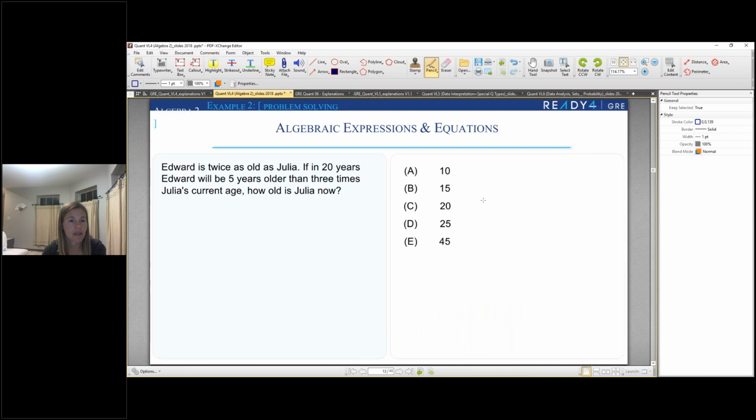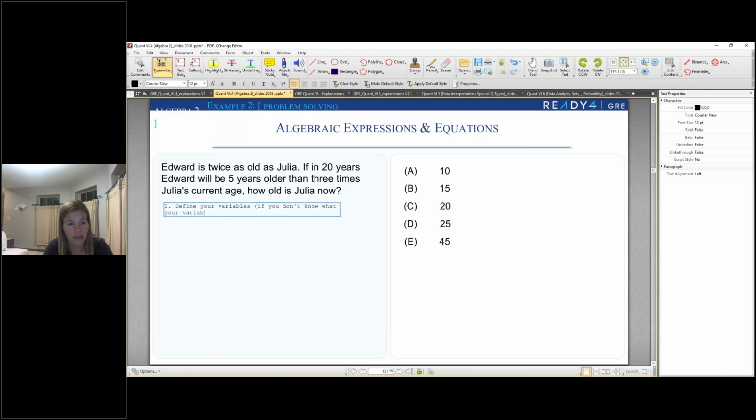All right, so here we have an example of a word problem that's going to take two variables. So we know it's going to be a system of equations. First off, we need to define our variables. Step one is always define variables. If you don't know what your variables are, try what they are asking for.